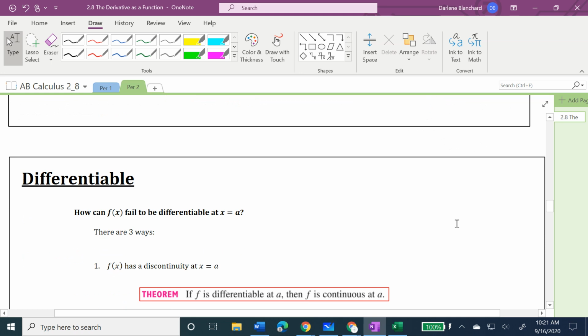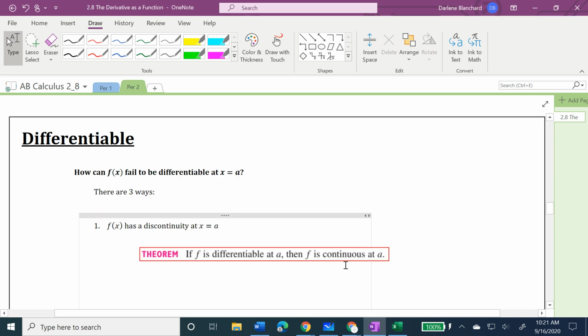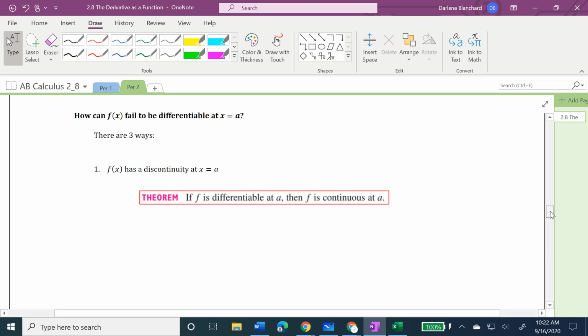The first thing that I have on this list is if f of x has a discontinuity at x equals a, it is not continuous at x equals a, so it is not differentiable at x equals a. This theorem here says if f is differentiable at a, then f must be continuous at x equals a. That is the same statement, just the contrapositive statement of what I said earlier.